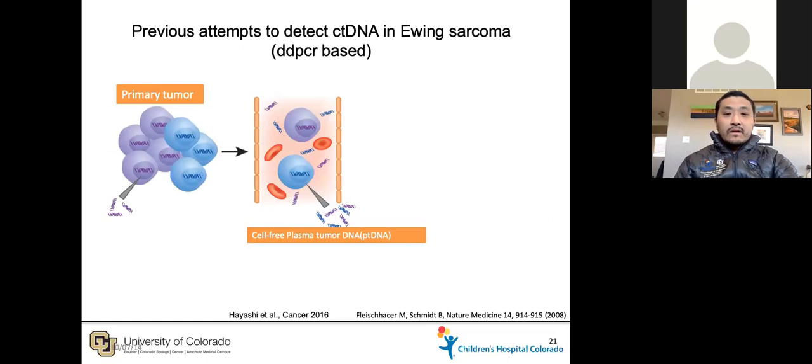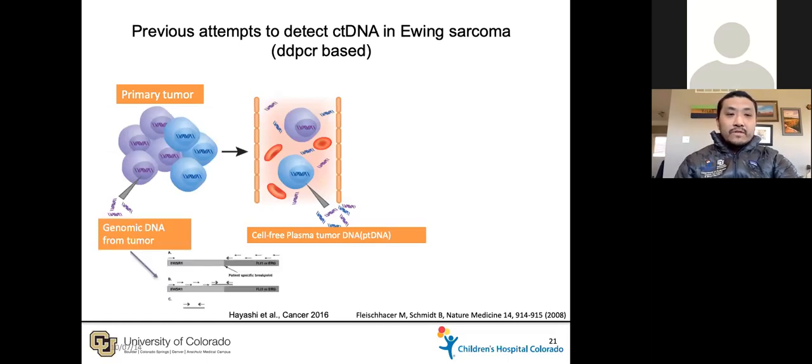So in our attempt, we first got the genomic DNA from the tumor, and we made a custom PCR panel that my mentor used to call carpet bombing, that we would just PCR out the breakpoint. And what's interesting is that even though there's type 1 and type 2 EWS-FLI1, the intronic breakpoint of EWS-FLI1 is very patient specific.